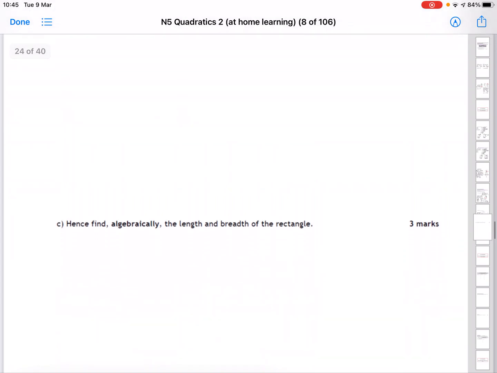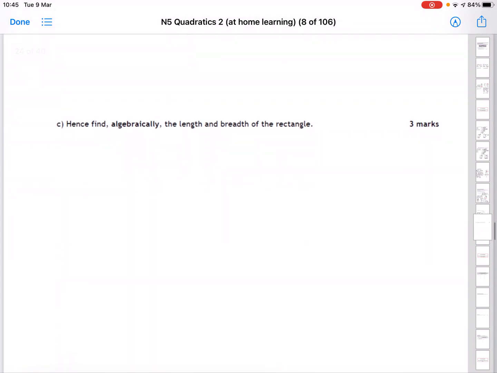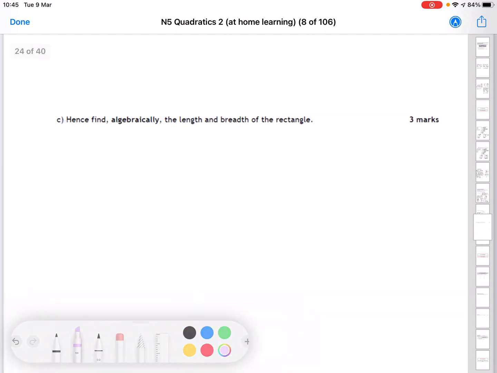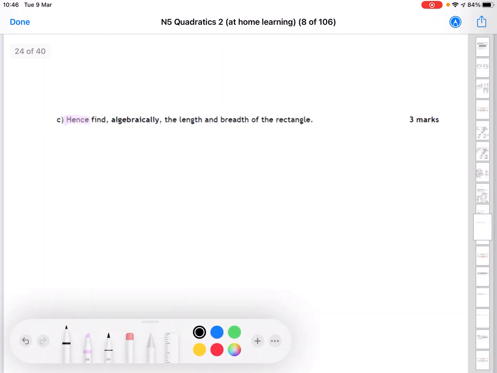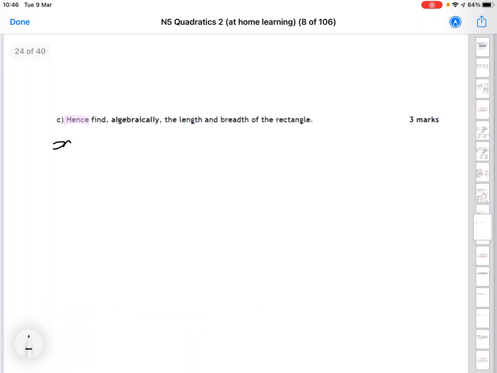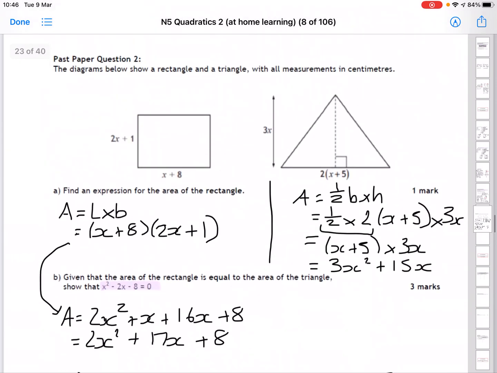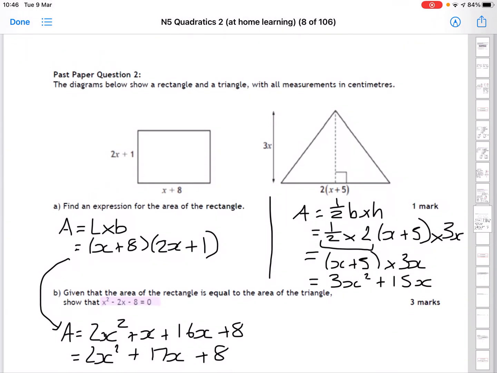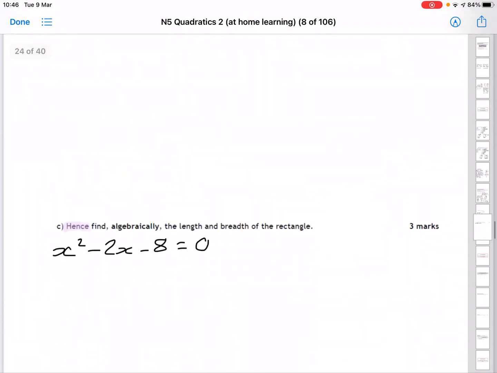Okay, there's one more part of this question, which is to hence find algebraically the length and breadth of your rectangle. Anytime you see the word hence, that is an exam command word. That means using your previous answer. So our previous answer was x squared minus 2x minus 8 equals 0. If we solve this for x, we can then go back to our diagram of our rectangle and plug in our value for x to get our length and our breadth.